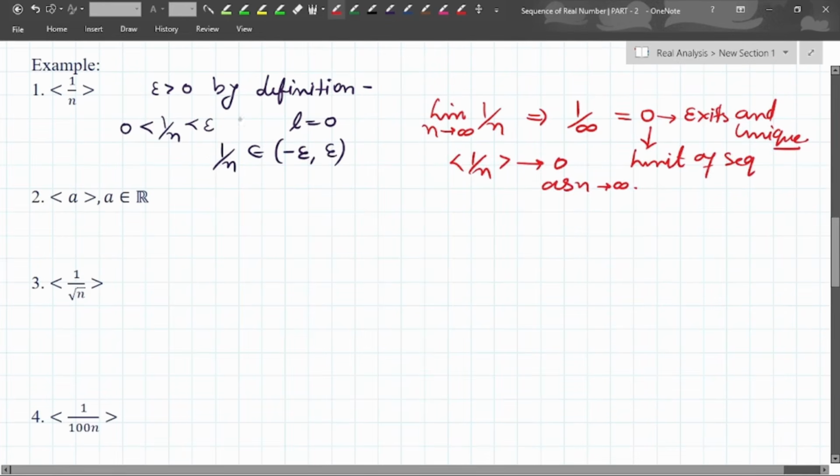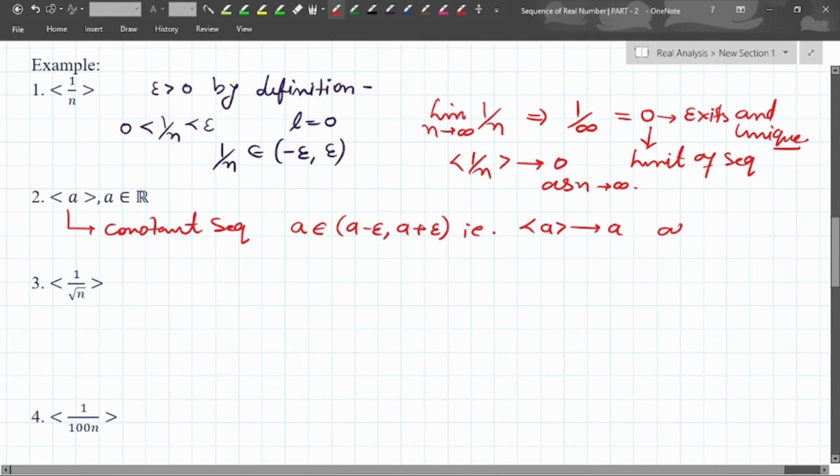Similarly, this is a constant sequence. If it is a constant sequence, then of course each term of A will lie between A minus epsilon and A plus epsilon. It means that the sequence A converges to A as n tends to infinity. So this is the limit of this particular example. Let's say if it is 1, then it is a convergent sequence, converging to 1.